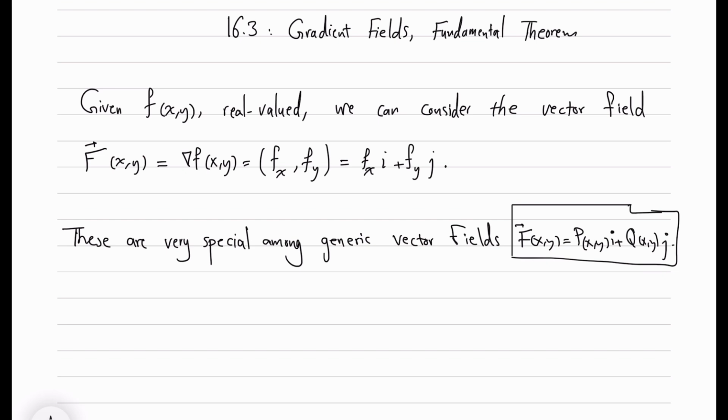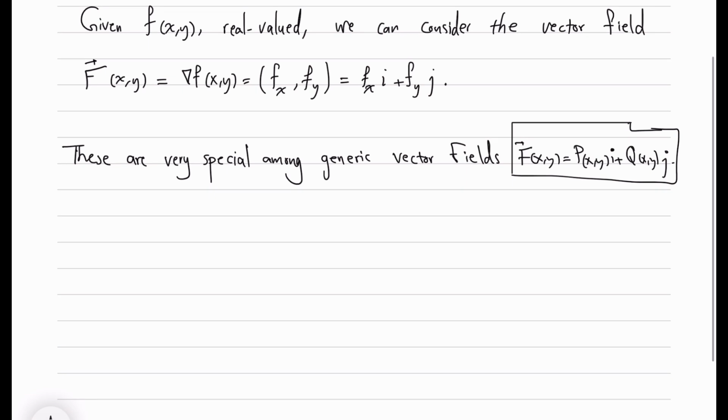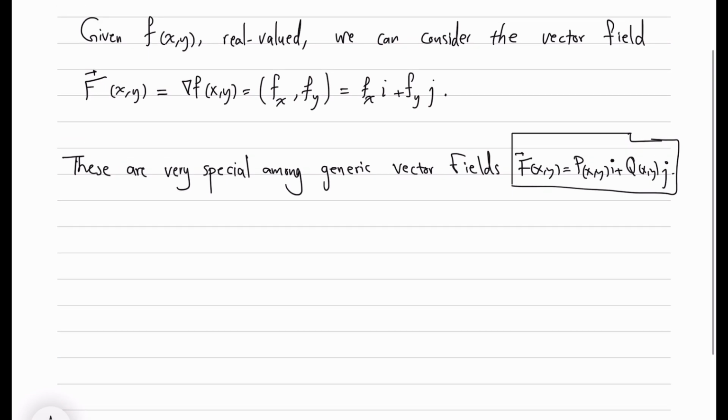And for a generic vector field in the plane, of course, we have Pi plus Qj, where P and Q coordinates are real valued functions of x and y in turn. Let me point out a first observation about this.